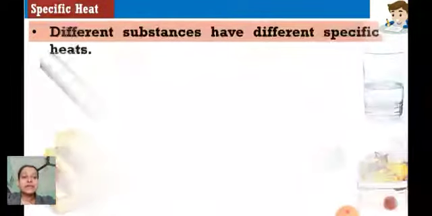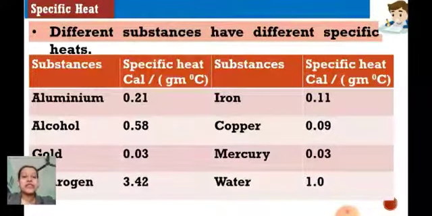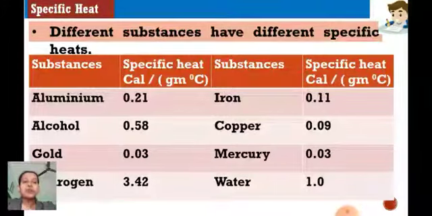And here is the table in which you can see the specific heats of different substances. Like aluminium specific heat is 0.21 calories per gram degree Celsius. Now you have learned the formula Q = m × c × delta T, where c is the specific heat. When you back calculate, you will get c = Q / (m × delta T).